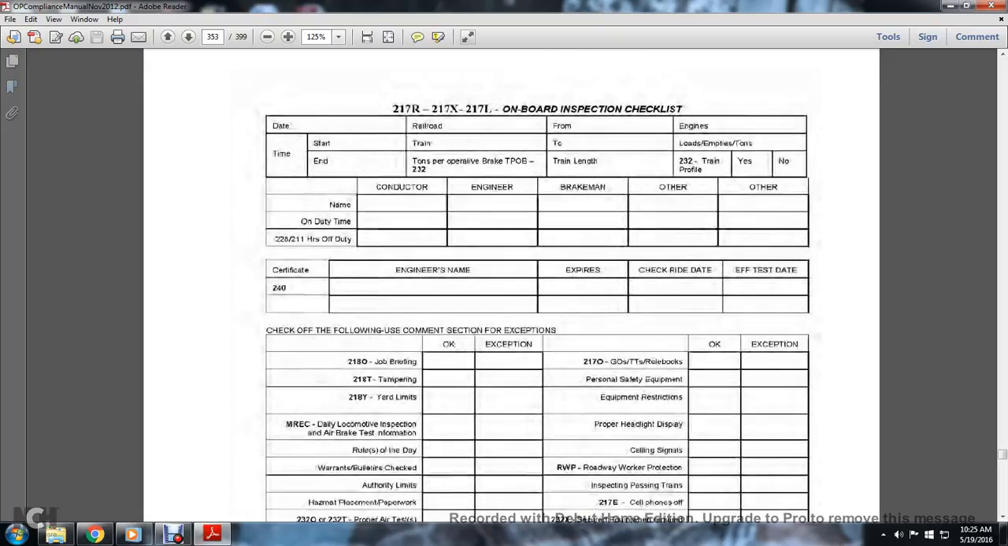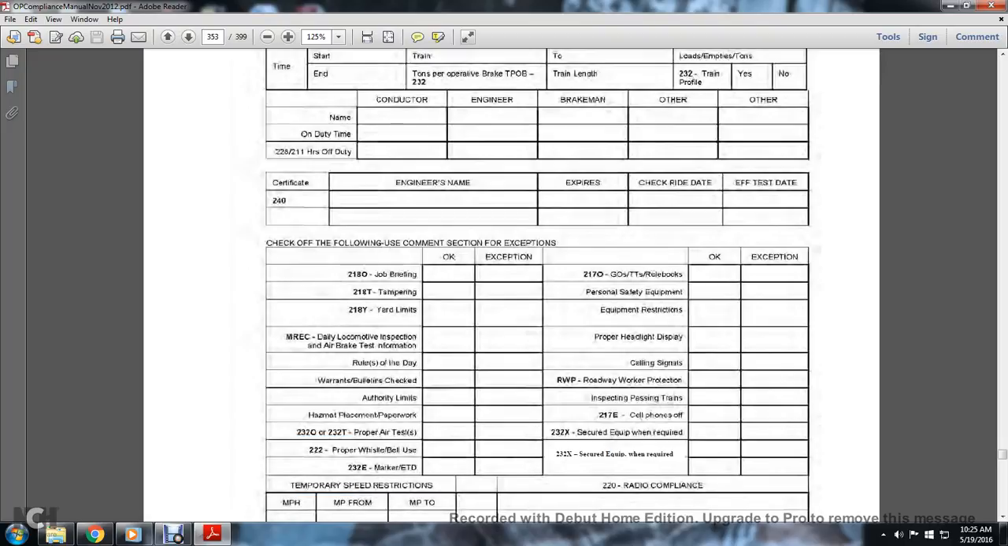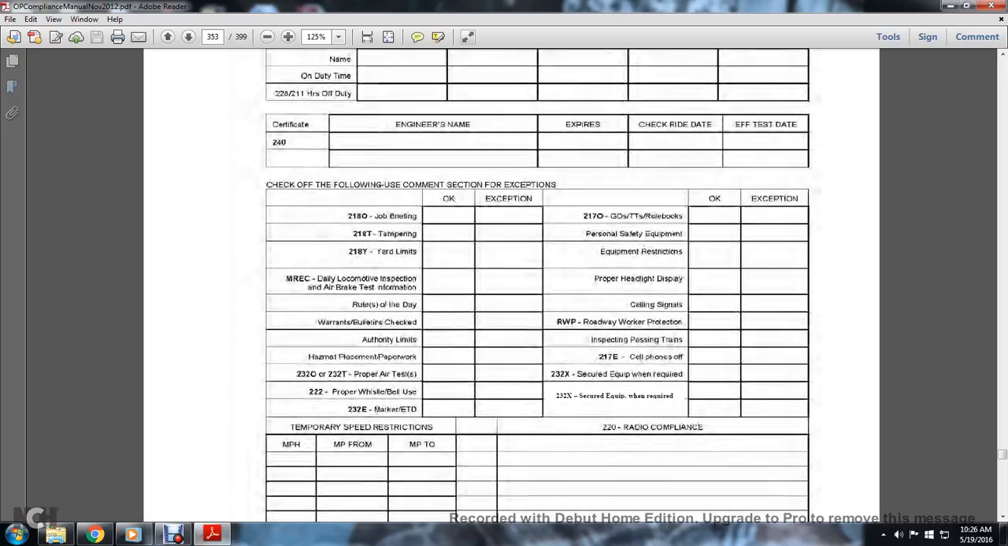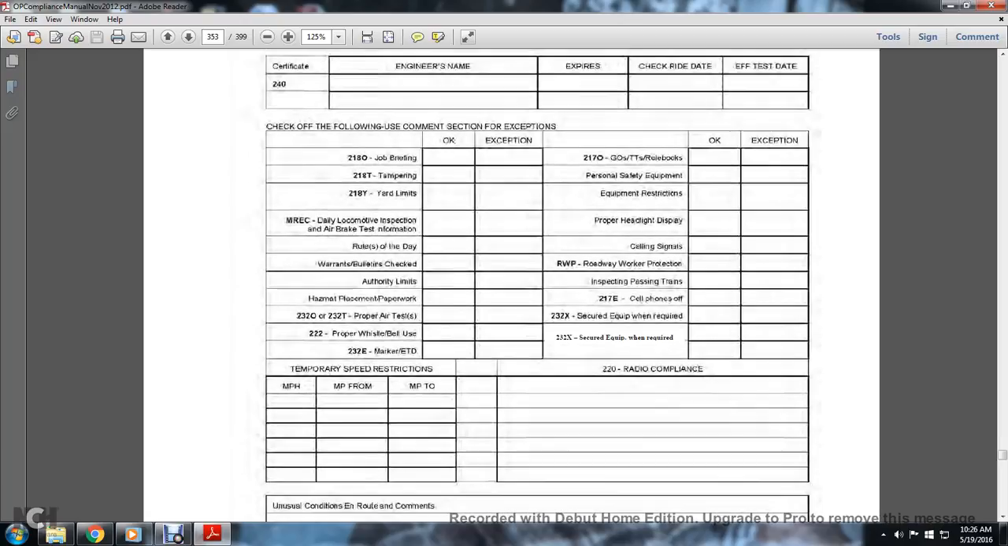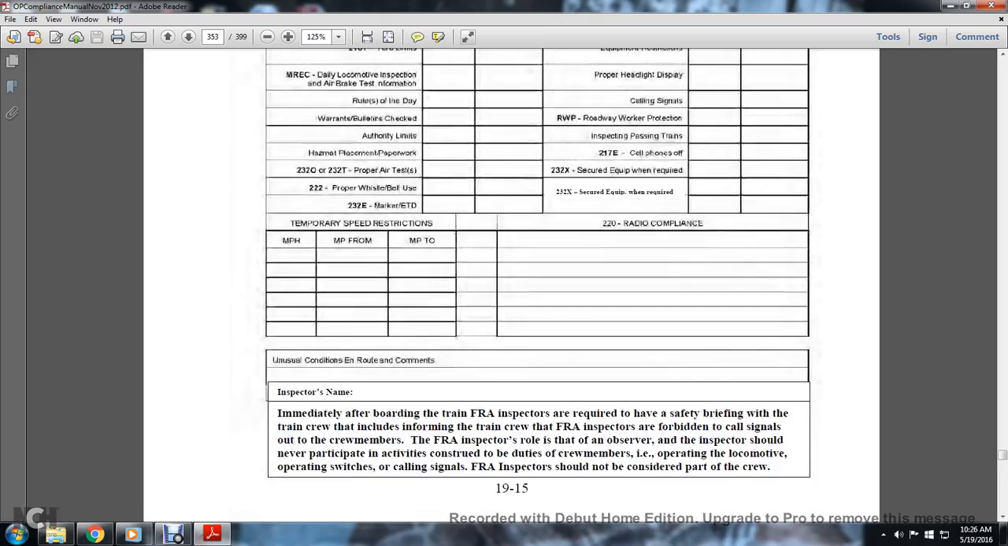This shows an onboard freight train inspection: name, date, hours, certificate, job briefing, tampering, yard limits, daily locomotive inspection, air brake inspection, rule of the day, warrants, bulletin checks, authorized limits, hazardous placement, paperwork, proper additives, proper whistle use, mark at the end of the train display, GOST rules, personal safety equipment restrictions, highlight calling signals, roadway worker protection, inspecting passengers, cell phone off, secured equipment when required.